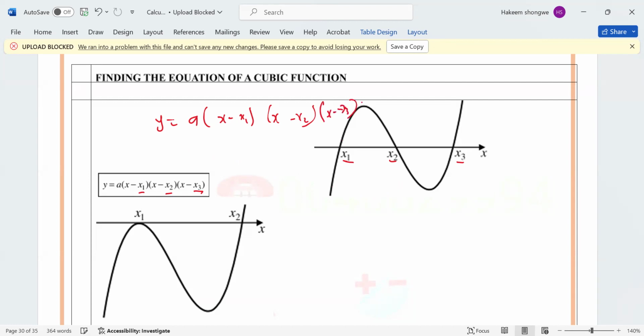So what is x1 and x2 and x3? We repeat again, just like last year we said it. x1, x2, and x3 are the x-intercepts. You can't use this formula unless you have x-intercepts. Now, here's the tricky part. We can have three different roots. Or we can have 3 roots, but 2 of them are the same.